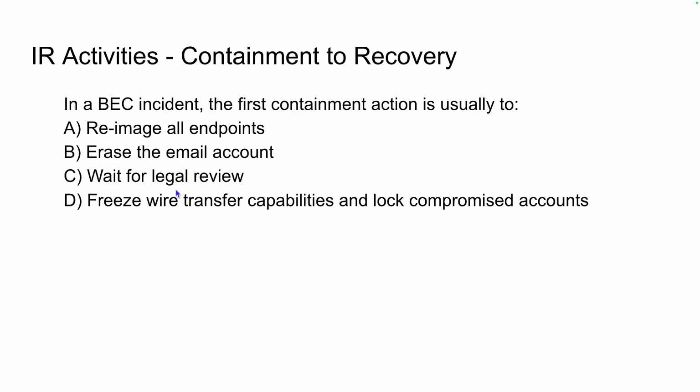Therefore, you're not going to wait for legal review, and you're not going to erase the email account because the person needs their email account. And you're not going to re-image all the endpoints because it has nothing to do with that specifically. It has to do with the business email of the CEO or the CFO or something like that. So it would be freezing the wire transfer capabilities and locking whatever the compromised accounts are, so that then you can go ahead and wait for legal review, do everything else that you need to do. Freezing the wire transfer capabilities is like disconnecting an infected system from the internet. That's basically what it is.